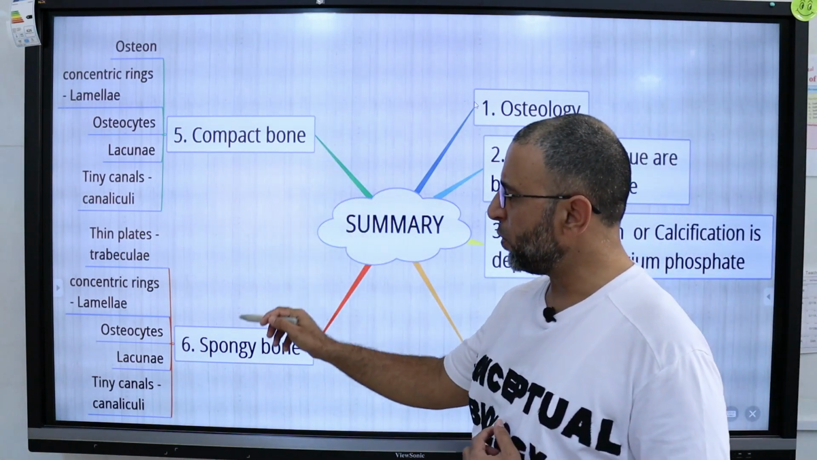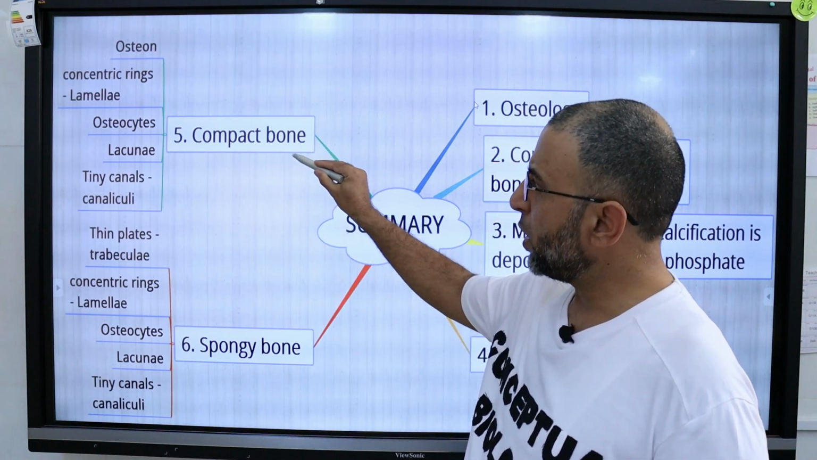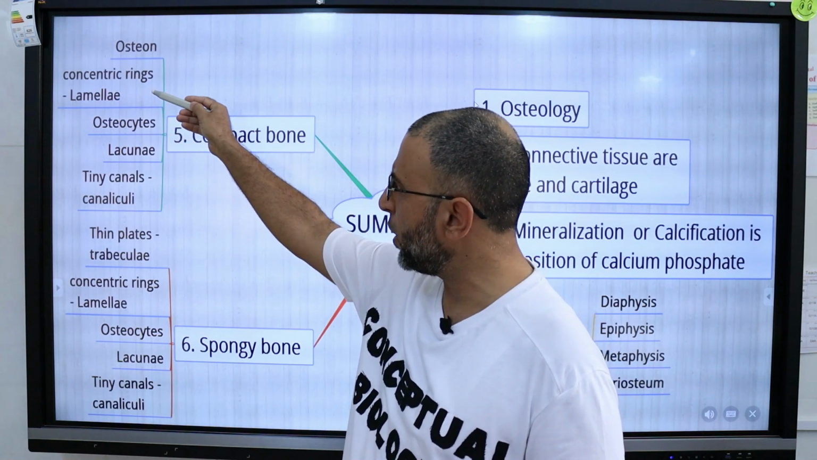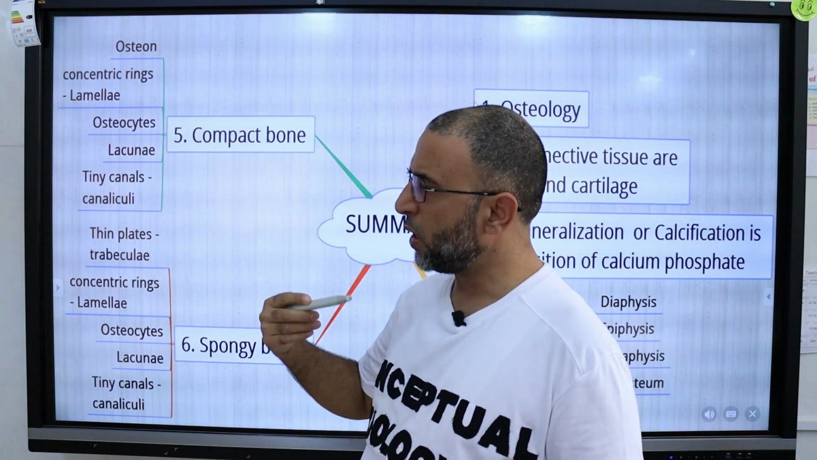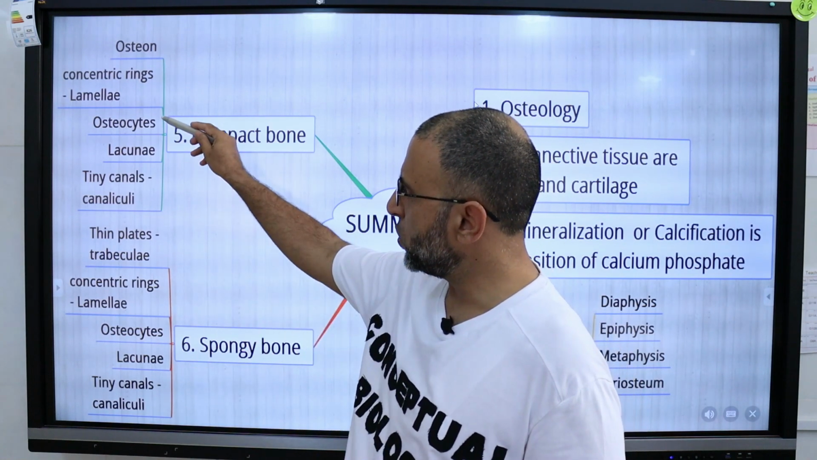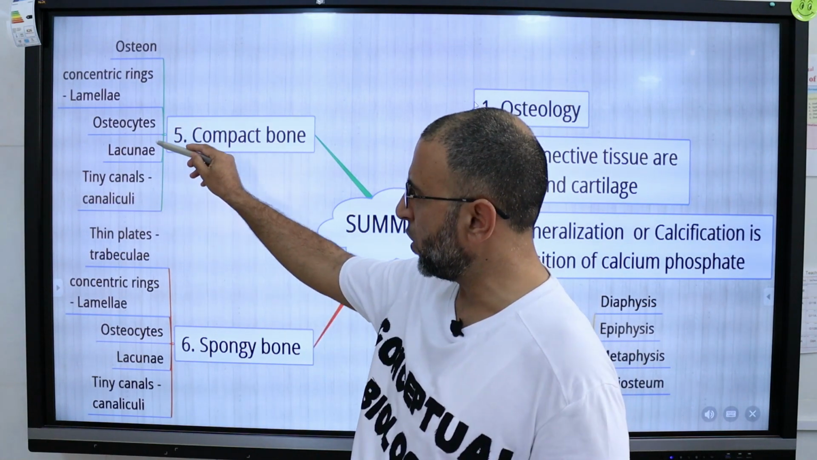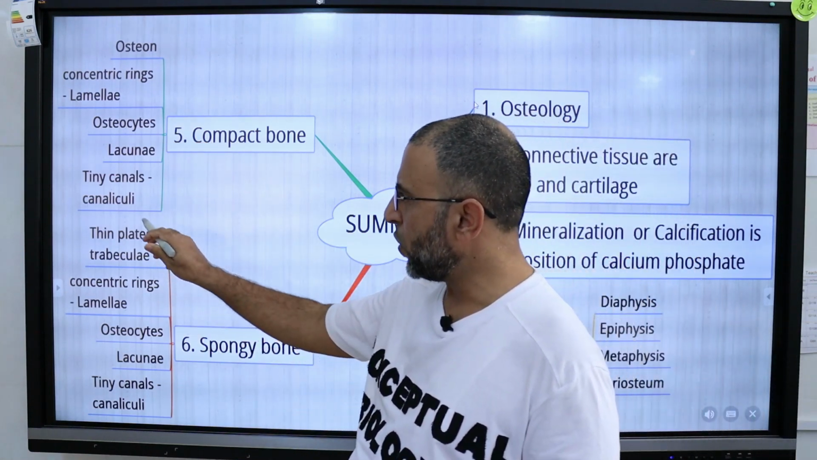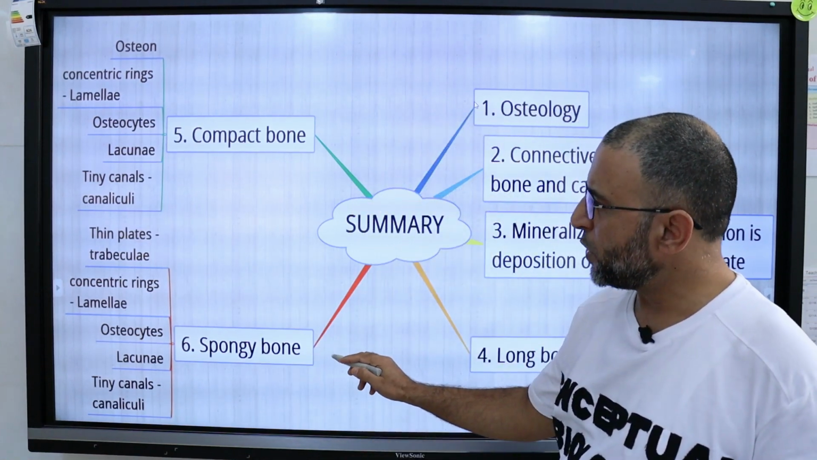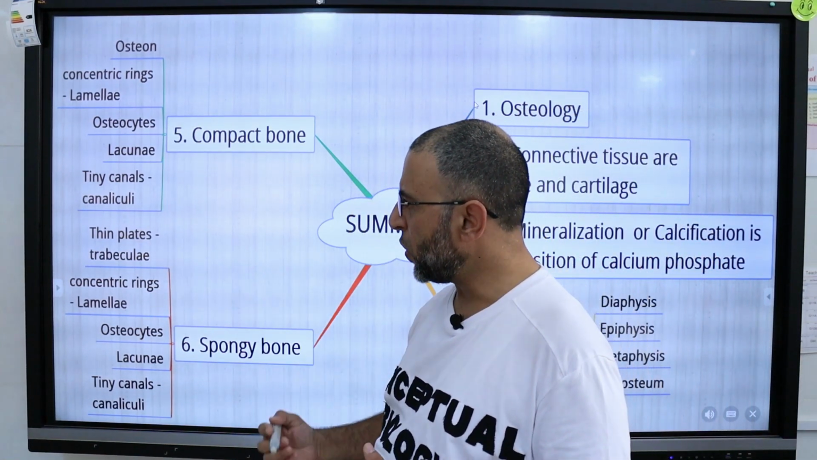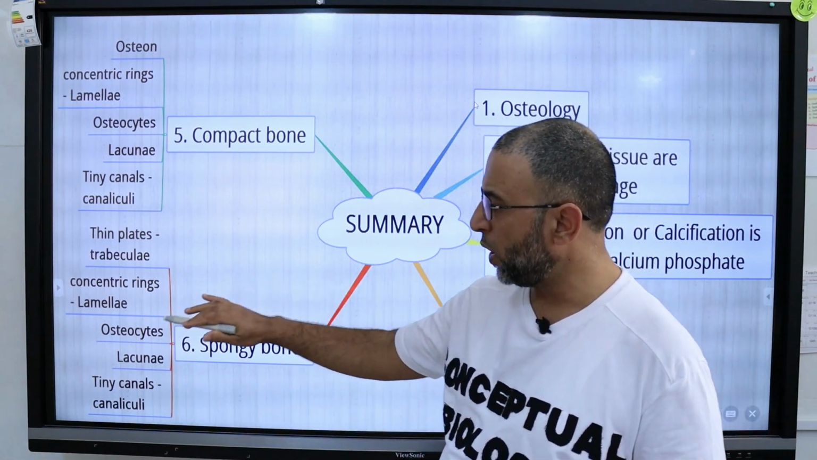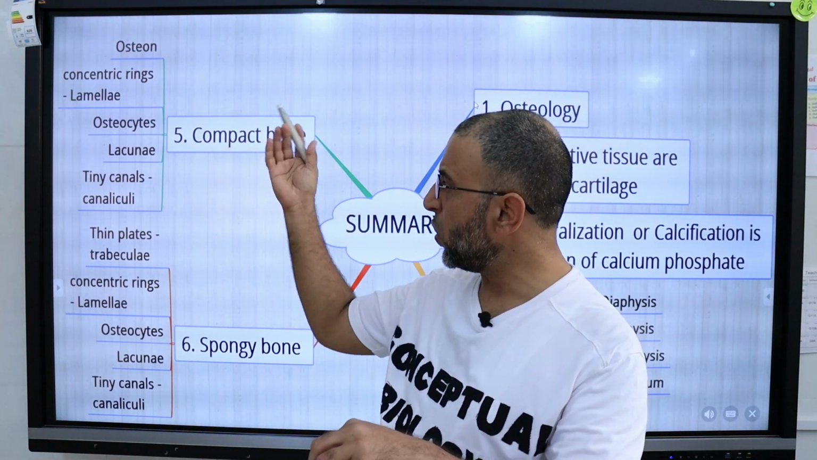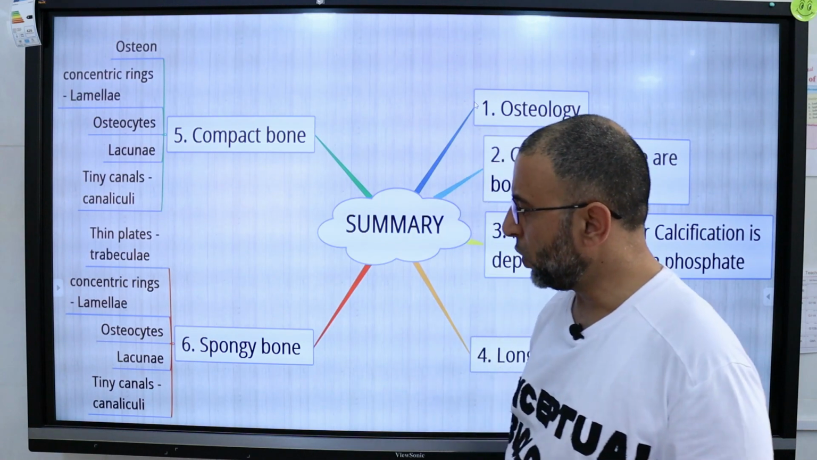Long bone has compact bone and spongy bone, and compact bone is composed of osteons. They have concentric rings which are called lamellae, and these lamellae are produced by the osteoblasts, which later on differentiate into osteocytes. They are present in cavities which are called lacunae, and these lacunae are interconnected through tiny canals which are called canaliculi. Spongy bone is composed of thin plates called trabeculae, and the difference between trabeculae and osteons is that the central canal is present in osteon and absent in trabeculae.